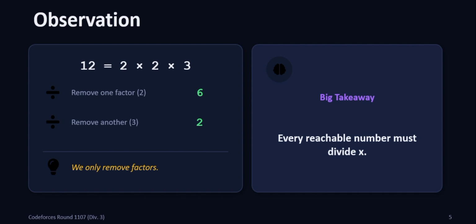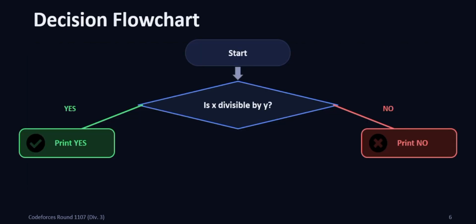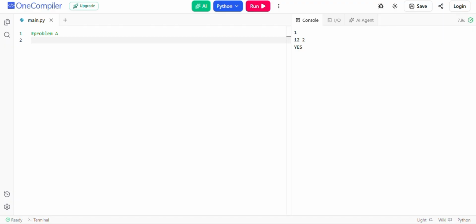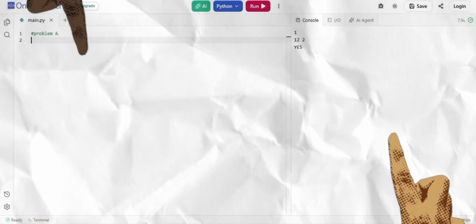So we can get the answer by this flow chart. It is simple. If x is divisible by y, we can say yes, otherwise no. This is the final answer for the first problem. Let's see the implementation in Python.